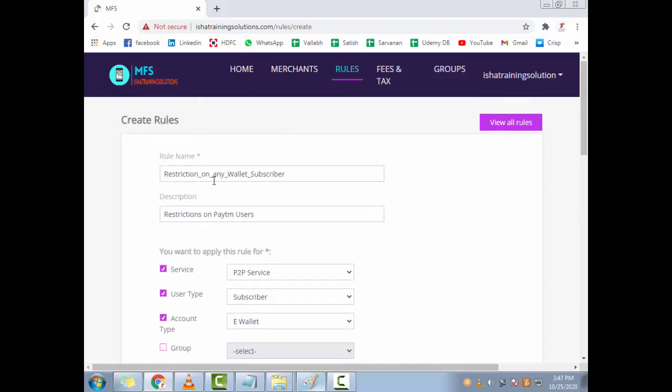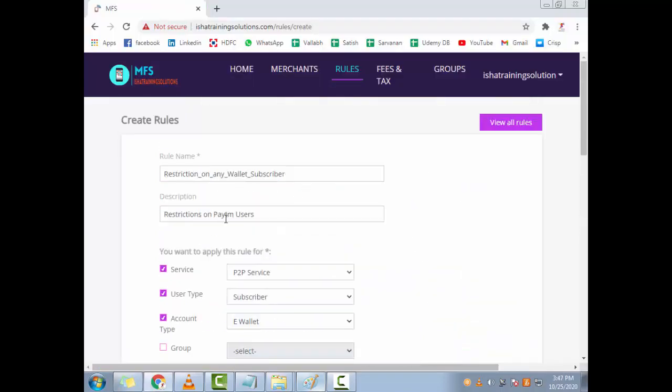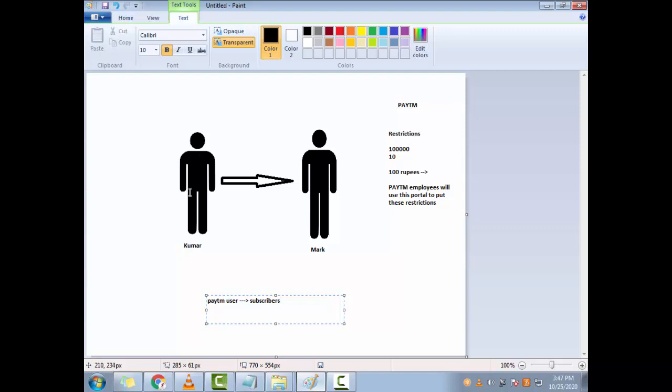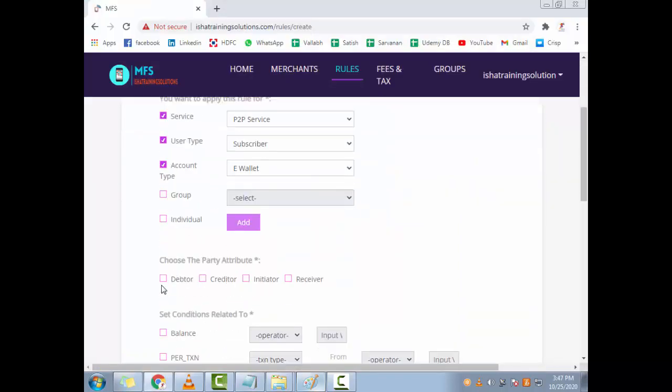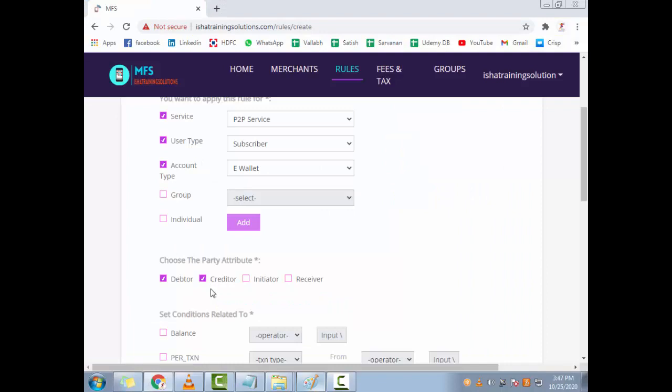So this rule that you are applying, is it only for debitor or creditor or for both of them? Whatever the rules that you are applying, if it should be only for Kumar, then it should be the debitor or initiator. So I'll say debitor, or if it should be for both of them, in that case you can select both of them.